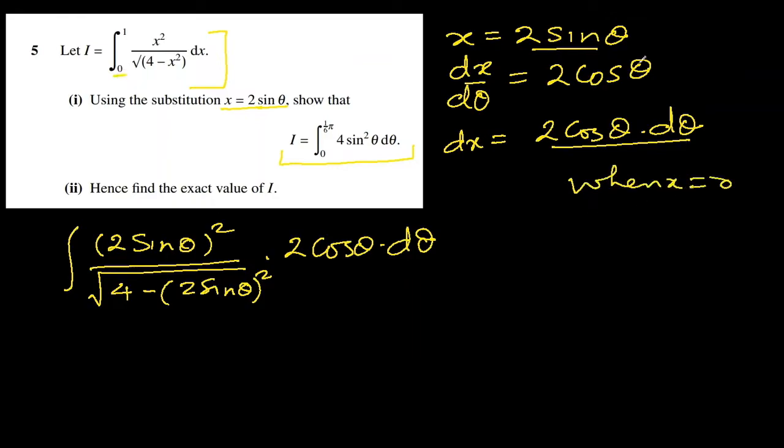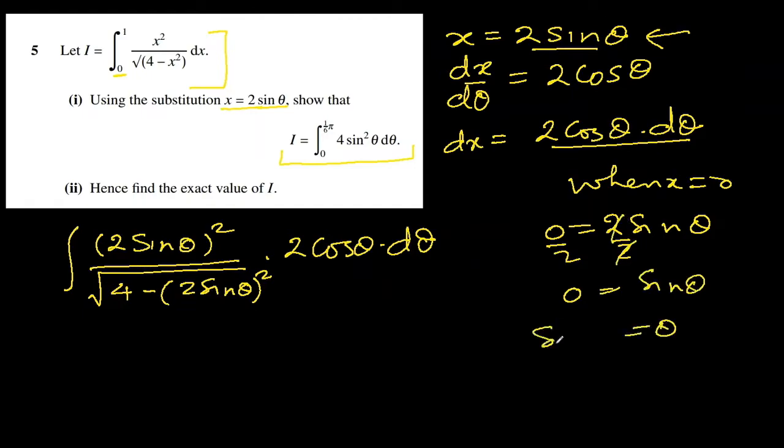So when x is 0, according to this, what happens? 0 equal to 2 sine theta and divide both sides by 2. So 0 equal to sine theta. Theta equal to sine inverse 0. And the smallest value for that is 0. Theta is sine inverse 0 will be 0. So this 0 is 0 for theta as well.